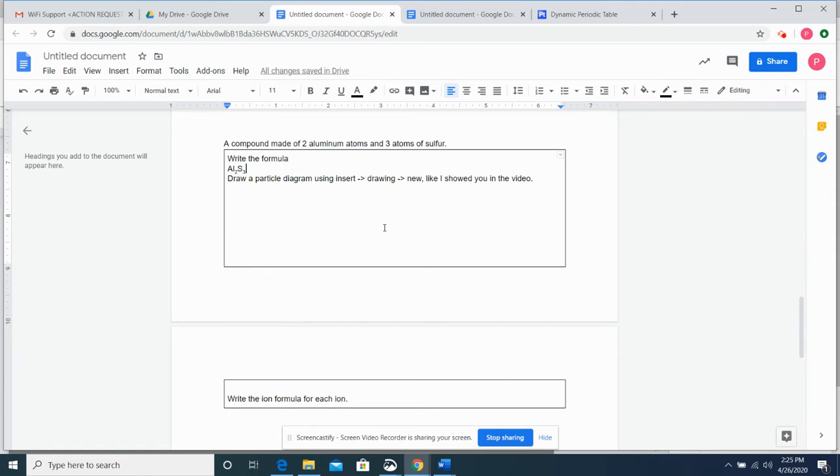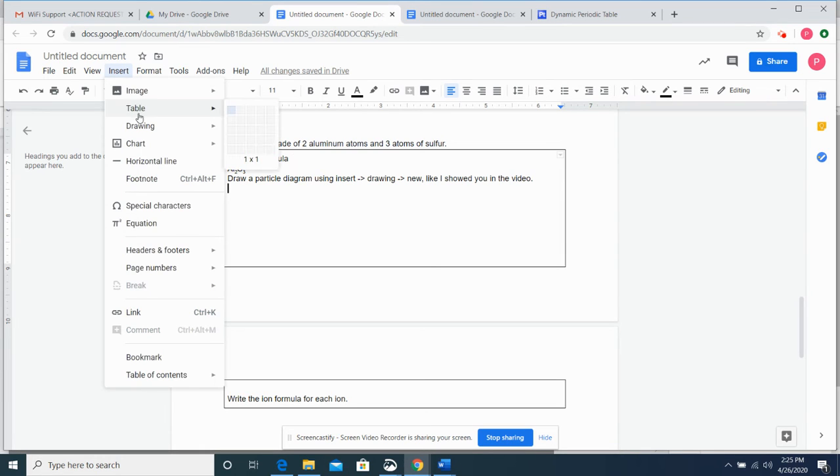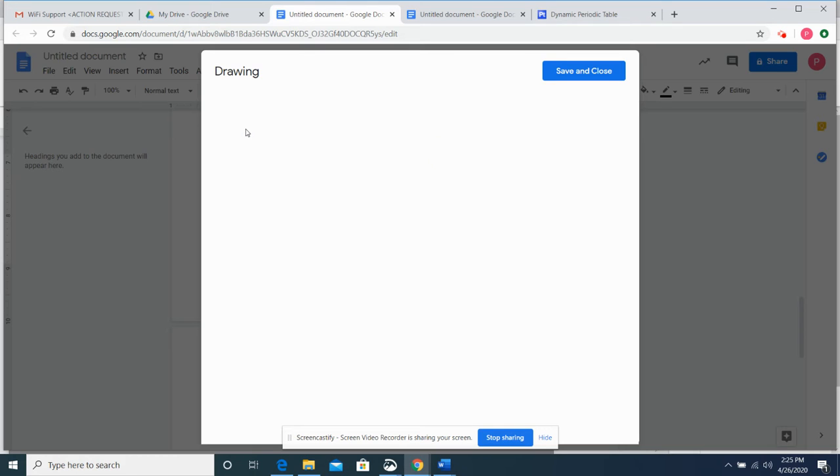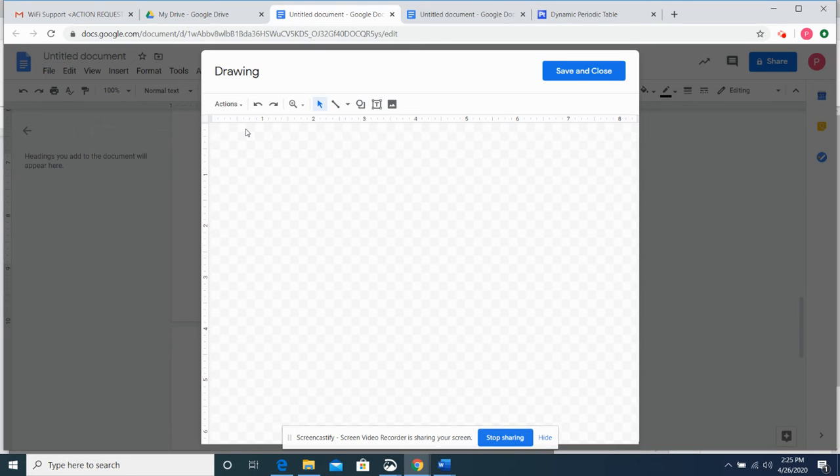And now I'm going to draw a particle diagram for this one. So I'm going to put my cursor here, go to insert, go to drawing, and go to new. And remember, last Friday you did one where you found the charge on sulfur. It was a -2, so we're going to remember that for making this drawing.